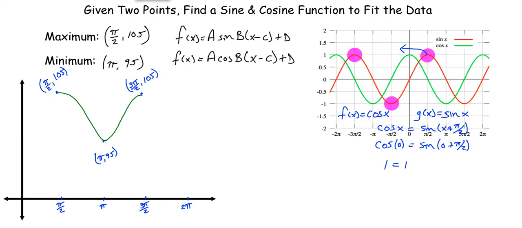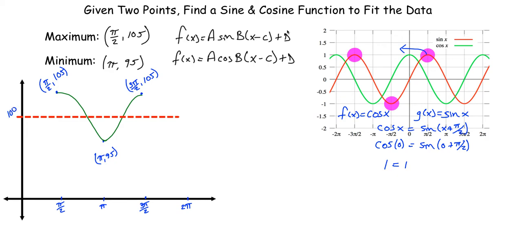So the next thing I'm going to do is draw my midline. I know that my midline has to be halfway between the maximum and the minimum, just like the x-axis is halfway between the maximum and the minimum over here. Since my maximum is at 105 and my minimum is at 95, my midline is going to be right here in the center. Halfway between 105 and 95 is going to be a value of 100.